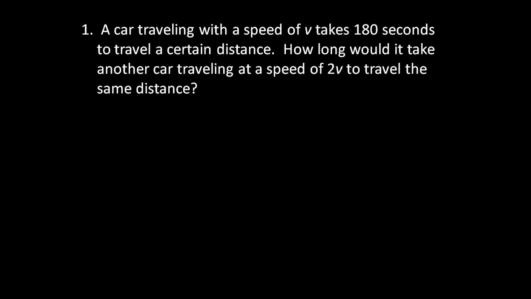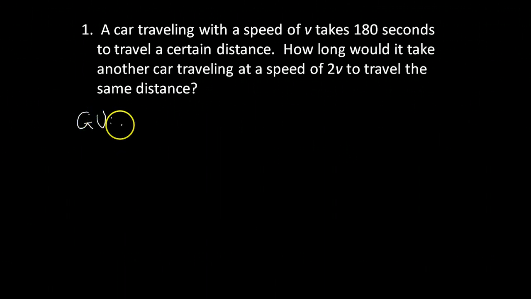All right, now, your first problem here says a car traveling with a speed of v takes 180 seconds to travel a certain distance. How long would it take another car traveling at a speed of v times 2, or 2v, to travel the same distance? That's twice the velocity. So we're going to use a version of the guess method in order to solve these problems. So let me get my pen going here and look at our givens and our unknowns. Now we're going to look at those together.